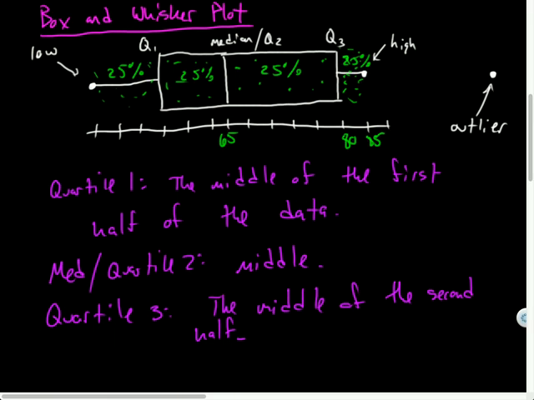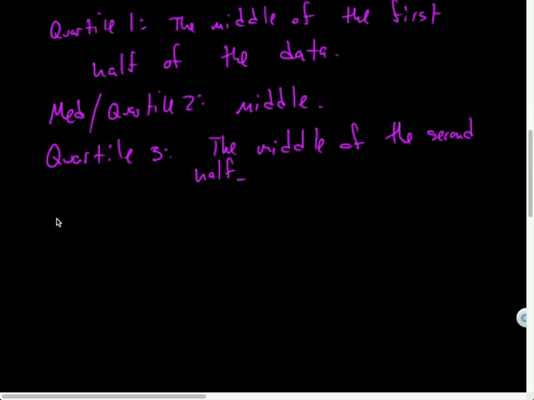So let's see. There's a couple little formulas. The interquartile range is the difference between Q1 and Q3, or Q3 minus Q1.